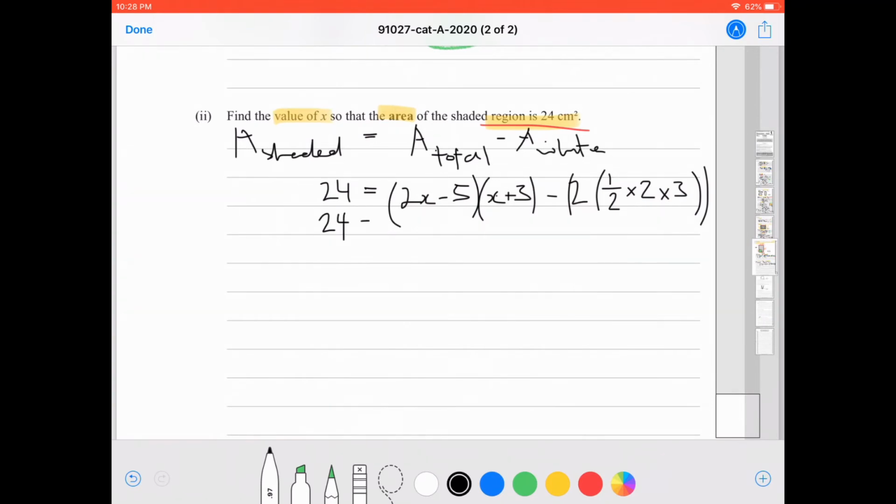So we need to go about expanding our brackets. Let's say 2x squared, now plus 6x minus 5x is just positive x, minus 15. And then minus 2 times a half cancels out, times 3. So we've got 2 times 3 is 6. That's minus 6.